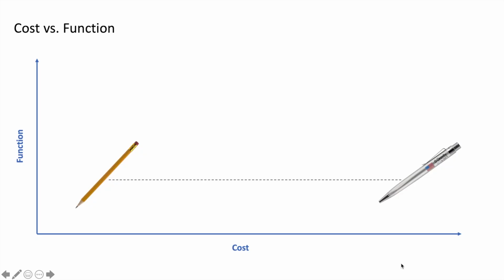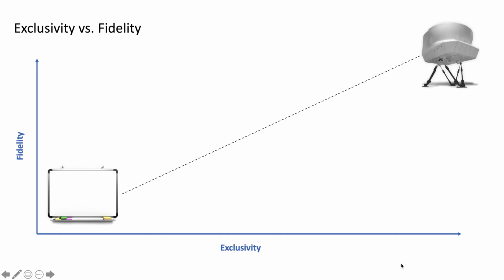Here's the space pen and pencil on a graph of function versus cost. It doesn't matter that you pay more, you get exactly the same function. If we now look at aviation training, I firstly want to change the wording from cost versus function to exclusivity versus fidelity, just to make sure we are aligned that this is about increasing accessibility to higher quality training programs and not just about cost reductions.